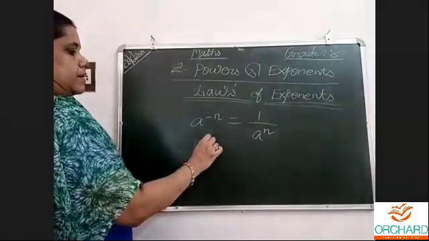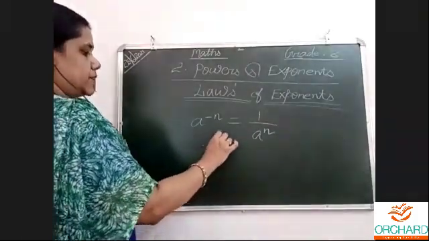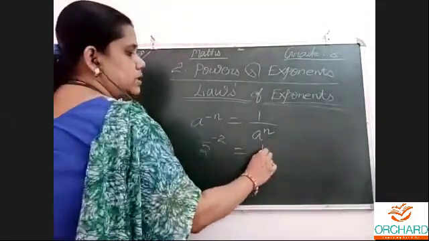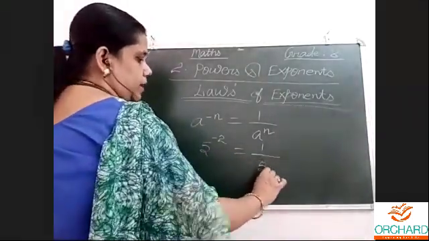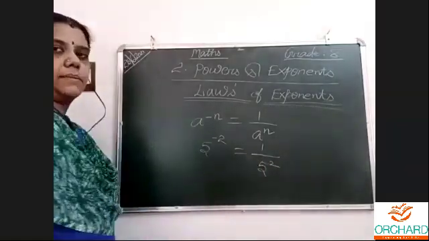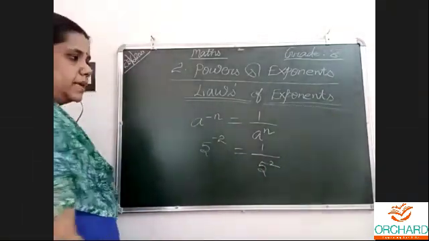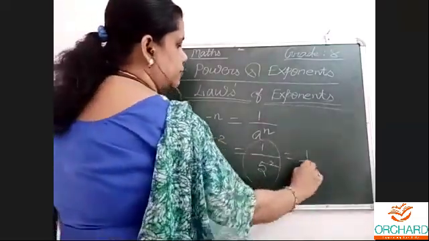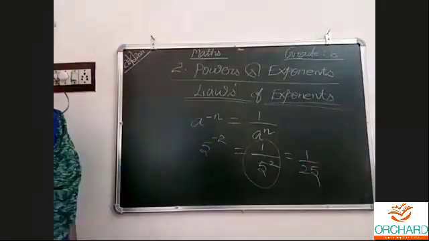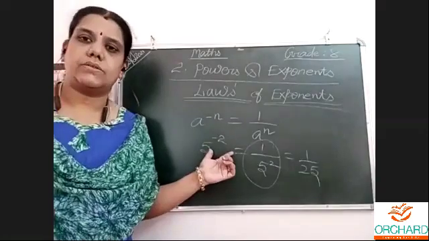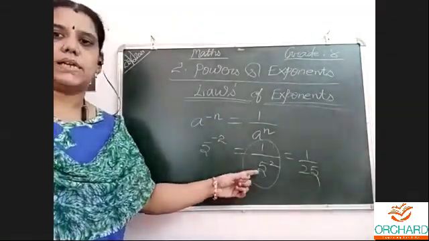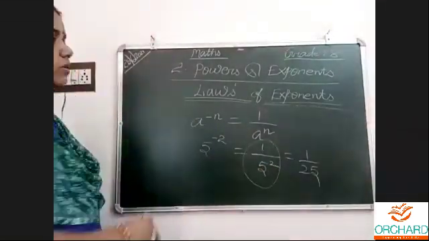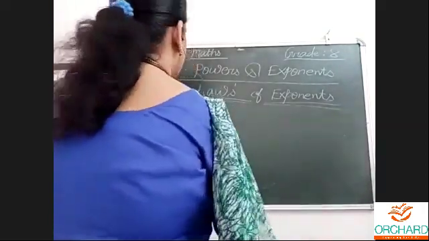For example, 5 power minus 2. If a number is with the base 5 with a negative power, this is 1 by this number with positive power, 5 power 2. The power will become positive. Understood what I'm telling? Then 1 by, if this is the exponential form; value means 1 by 25. 5 fives are 25, 1 by 25. So the power is negative, bring that to the denominator, the power will become positive, then solve. We will see everything, all the numbers, the laws related ones. In the exercise it's there.